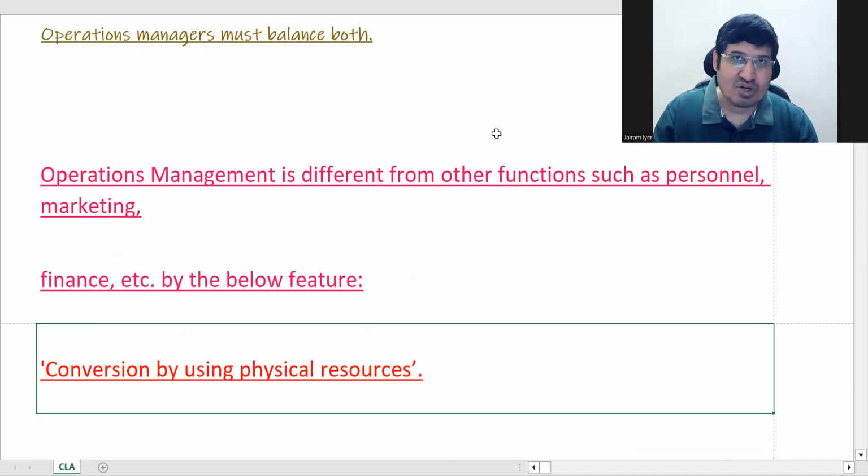In the barber shop example, you went in with long hair, but you have come out a smart person with short hair and a well trimmed beard, whatever, right? So there is some change which has happened. Similarly, for production or manufacturing, raw material is getting converted to something that is being sold to the customer. So there is conversion by using physical resources.